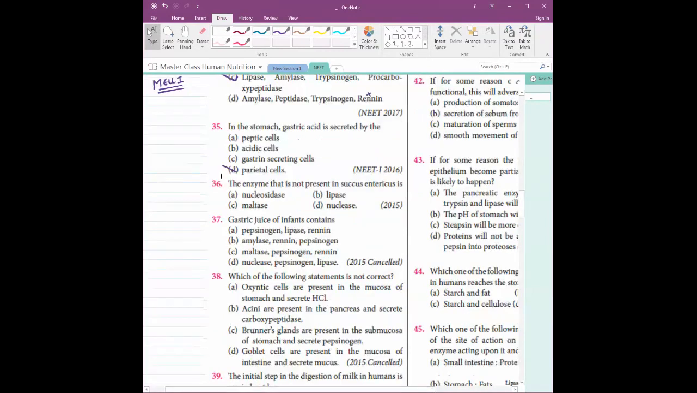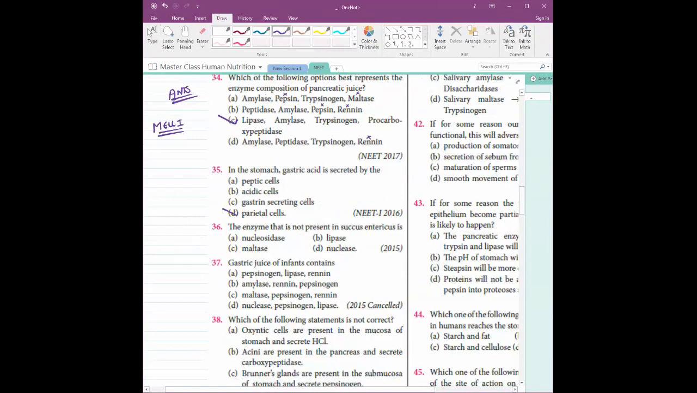Okay, next question goes to Vedant Ravarane. The enzyme that is not present in succus entericus is? Now, guys, what is succus entericus? This is nothing but your intestinal juice, which is your melly. Now just try to find out which one is not going to be present.